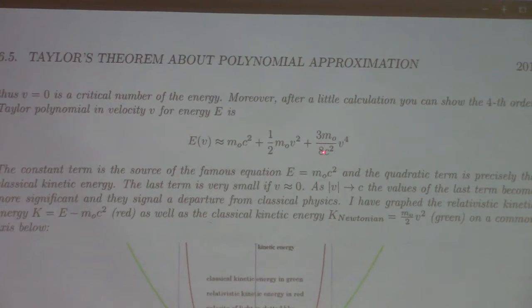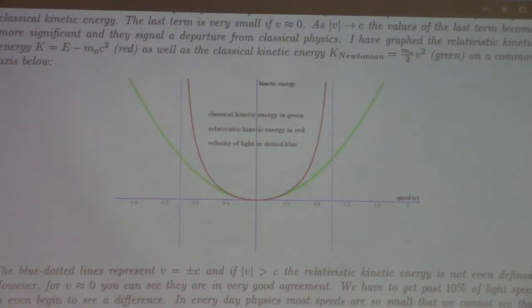And then you've got this term, which is basically the next term. It describes the error in these two. Anyway, here's a picture of that. Here we have the classical kinetic energy in green, the relativistic kinetic energy in red, and here's your cosmic speed limit given to you by relativity.